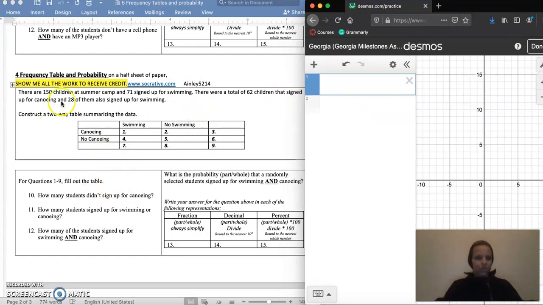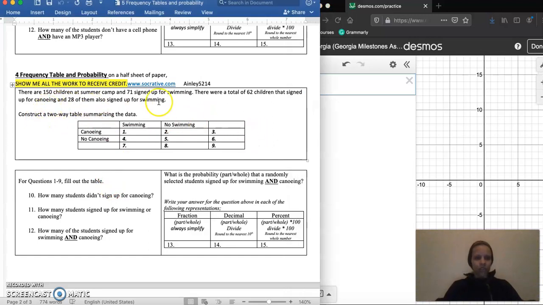Okay, so I'm going to fill out the table as I read the information, that way I don't have to read it twice. All right, so there are 150 children at a summer camp. So this is 150 total, whether they are swimming, not swimming, canoeing, or not canoeing. There are 150 kids total. Your total is always going to go in the bottom right-hand corner. 150. There are 150 total.